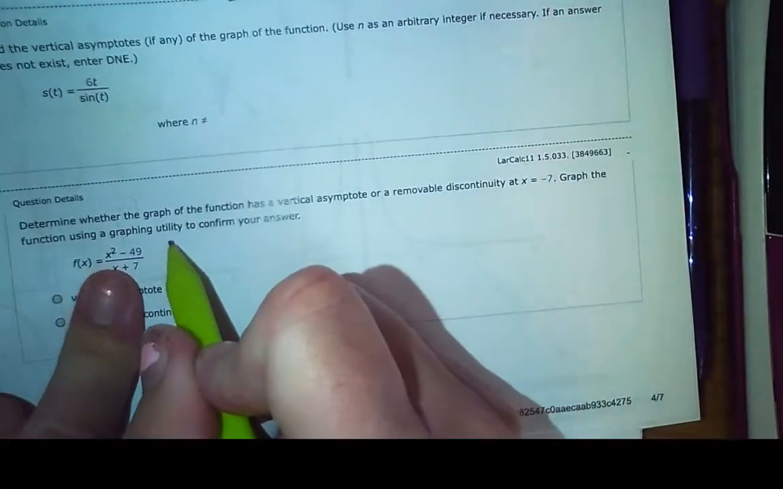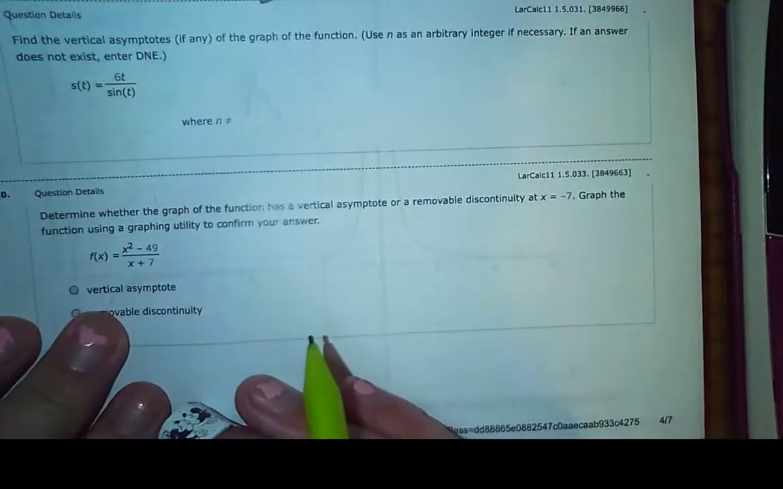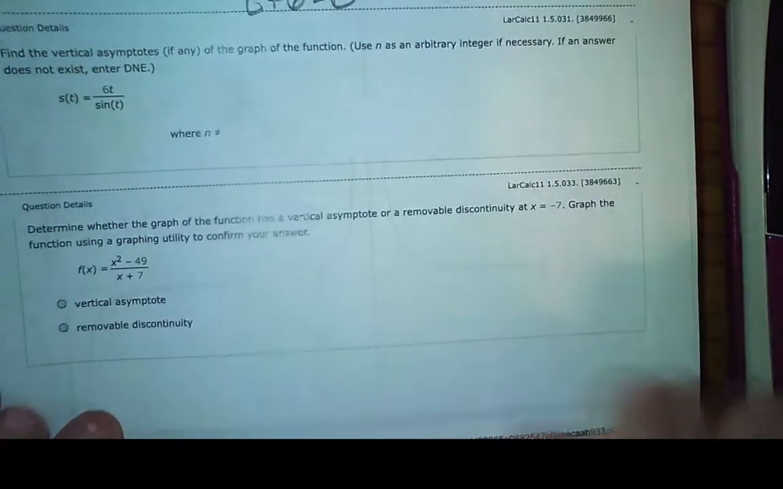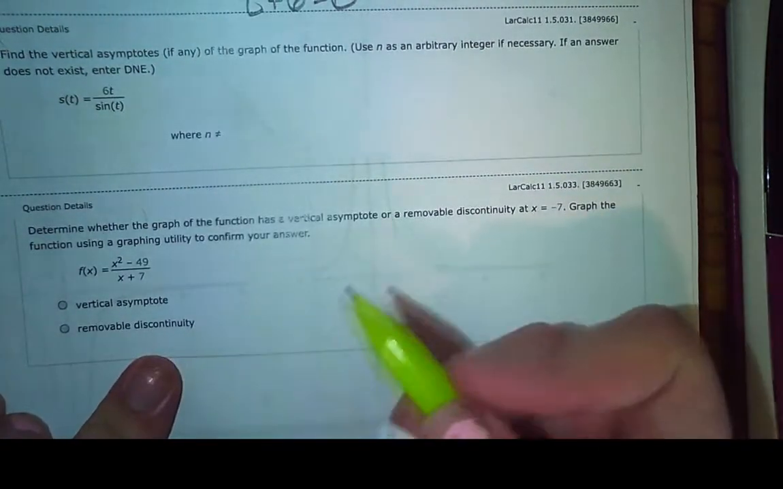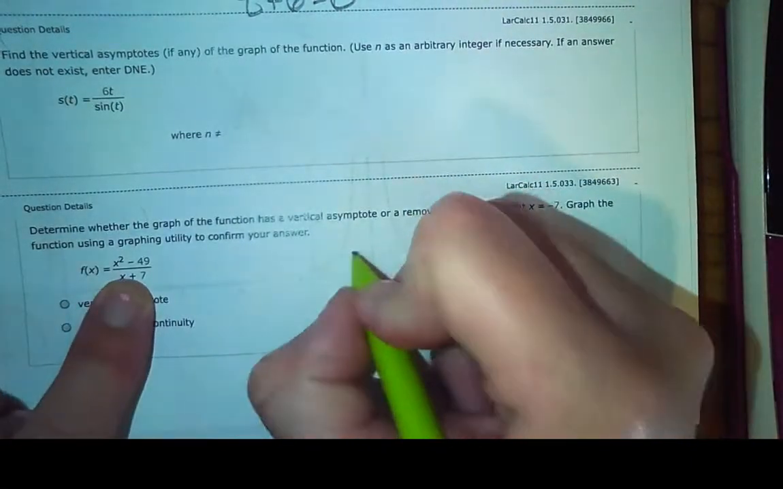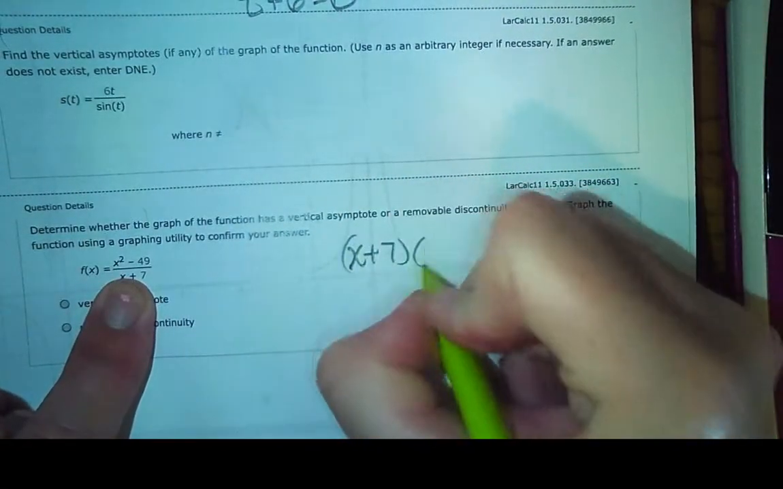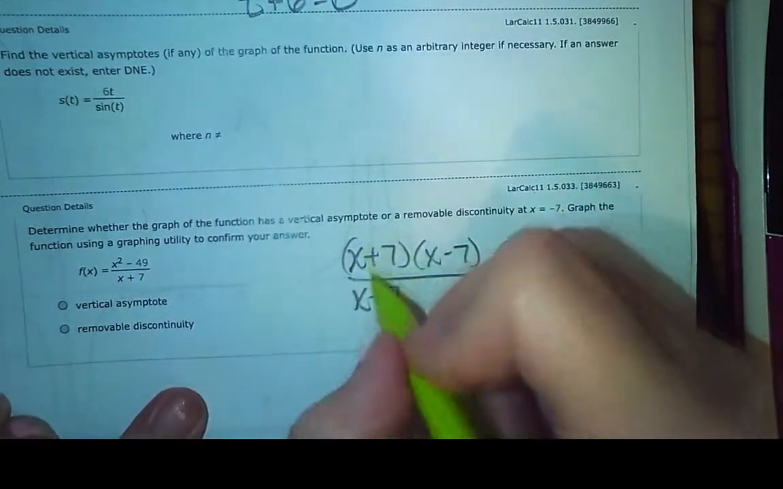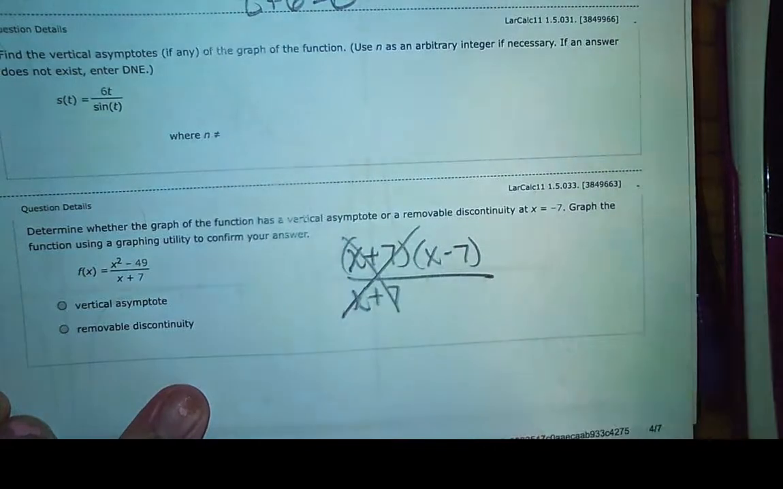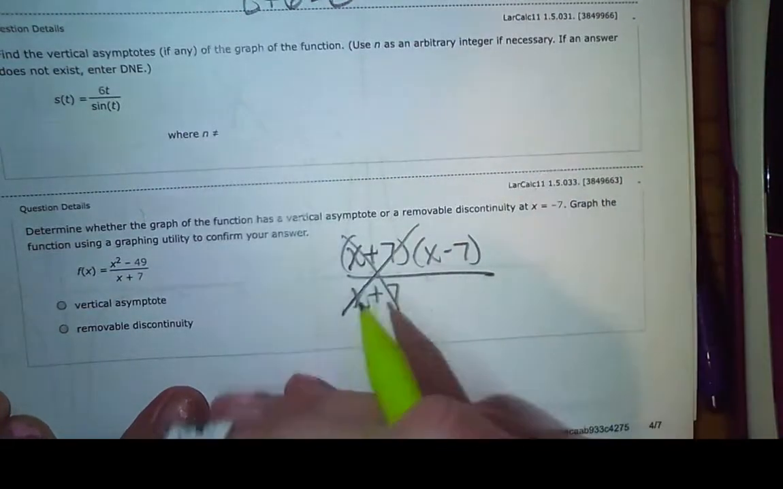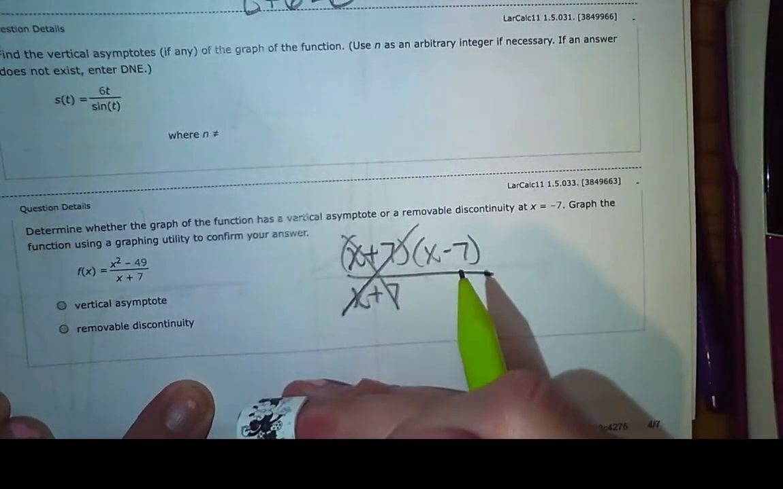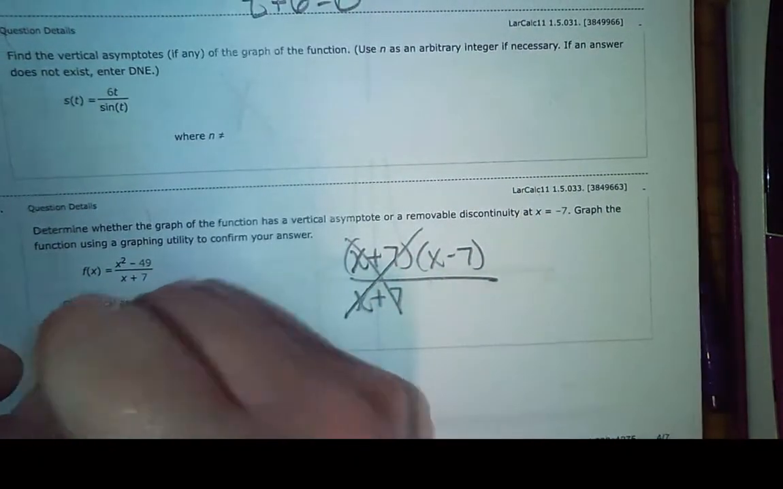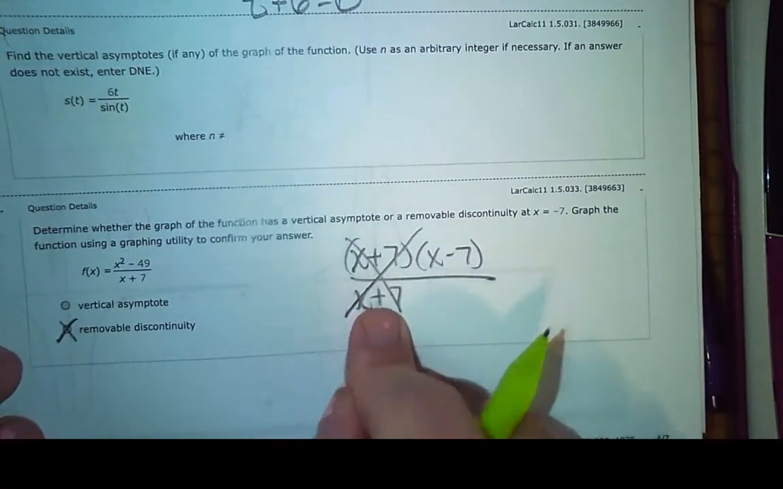So this says determine whether the graph of the function has a vertical asymptote or if it has a removable discontinuity. And then graph the function using graph utility to confirm your answer. There's no graph to look at, so don't waste your time. So this, can I reduce anything? The top is the difference of two squares. And then the bottom is x plus 7. So I just removed it. So is it a vertical asymptote, which means it's set in stone? No, because I just removed my denominator. And so I have a removable discontinuity because I just removed it.